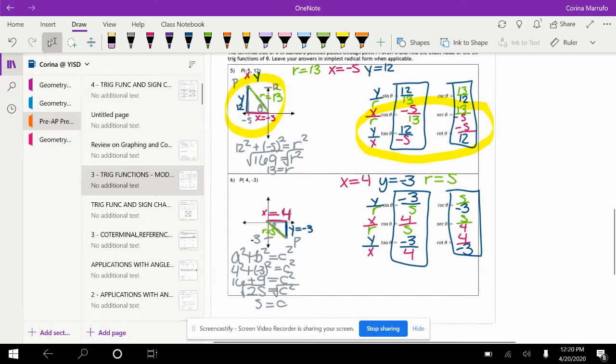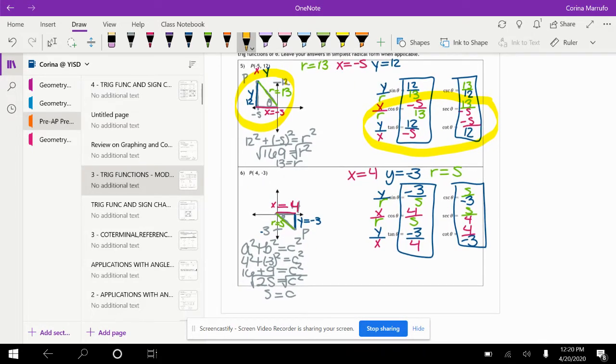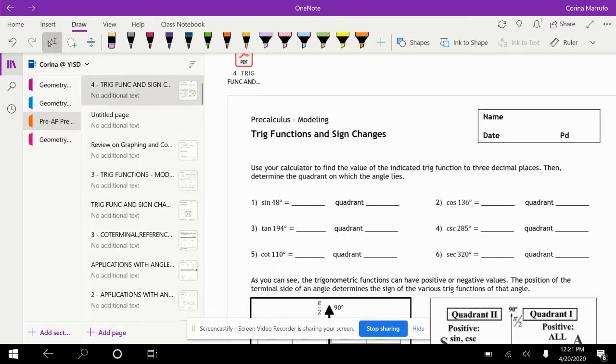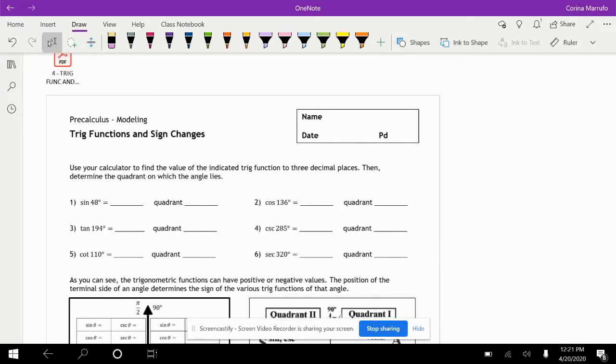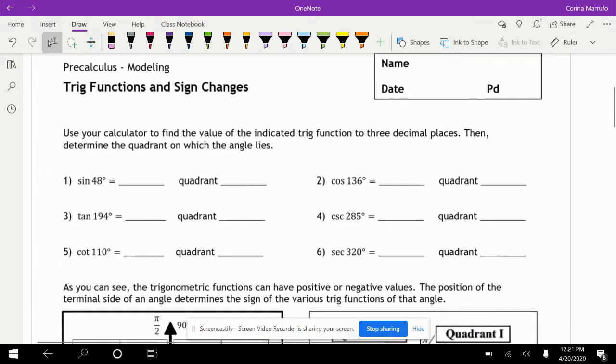So if you noticed on this one, we had 4, -3. This happened to make our triangle be in the 4th quadrant. And in the 4th quadrant, these two were negative and your cosine and your secant were positive. Okay, and so if we look at today's notes, it says use your calculator to find the value of the indicated trig function to 3 decimal places, then determine the quadrant on which the angle lies.